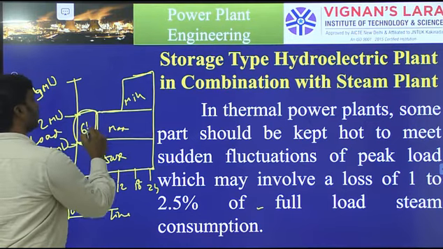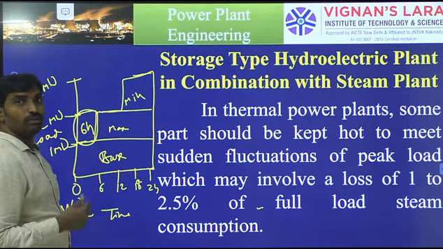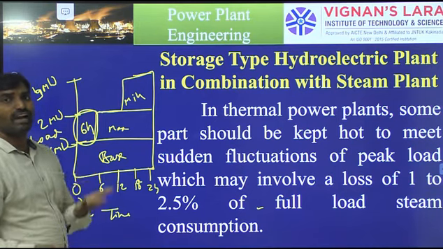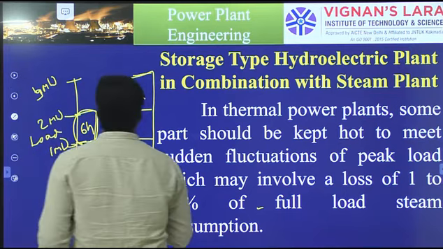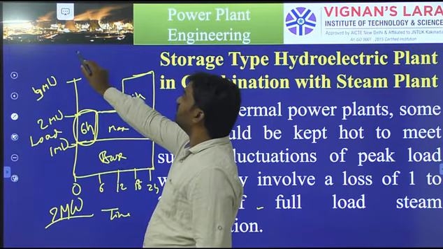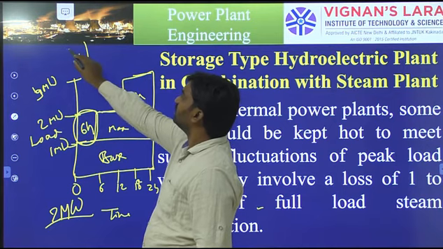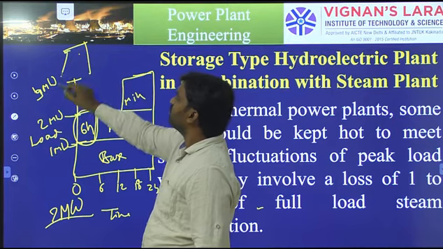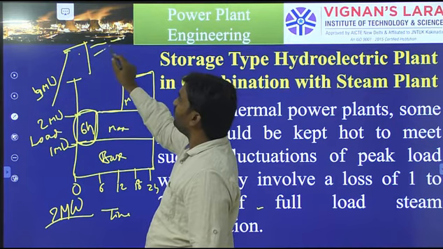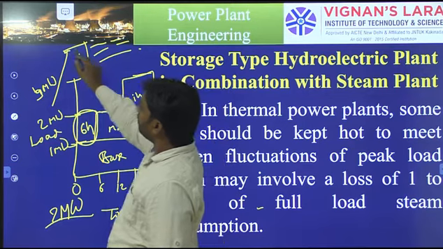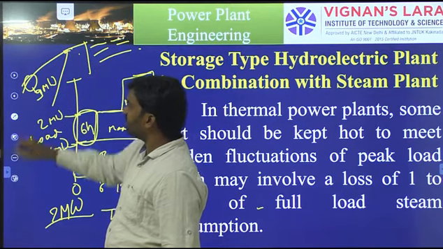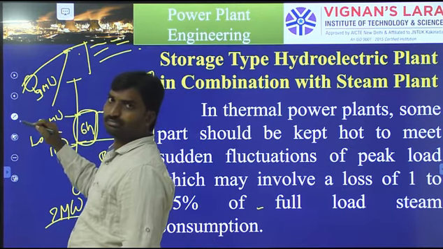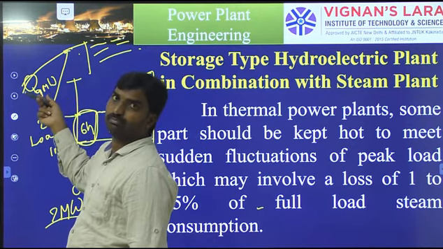In the morning, for 6 hours, we don't require the additional power. 1 megawatt of power is there for 6 hours. You can pump the water back to the reservoir. So this is your reservoir point. Here the water is there. You can pump the water back, and here the turbine is there. So here we can generate the electricity in the daytime.